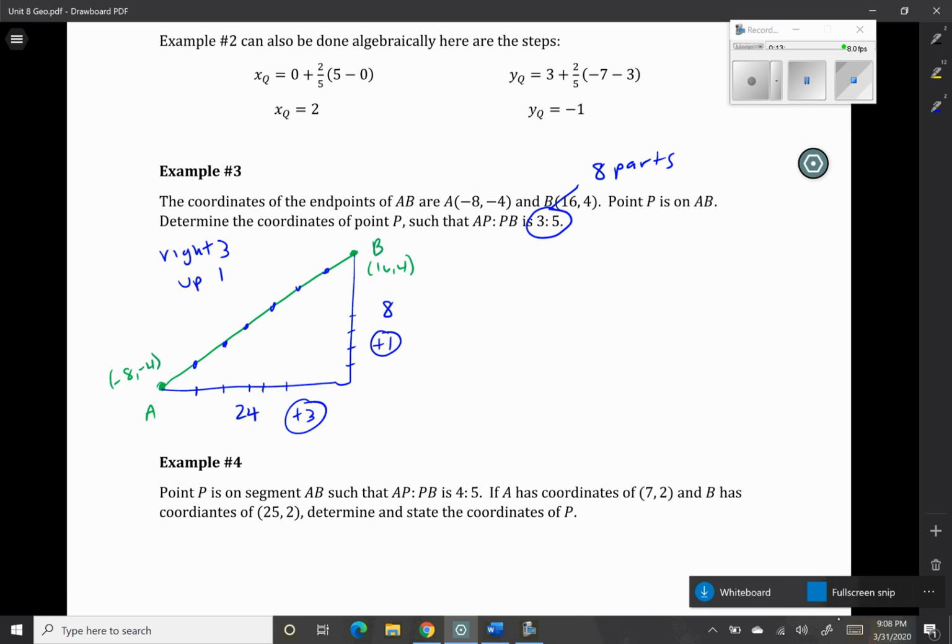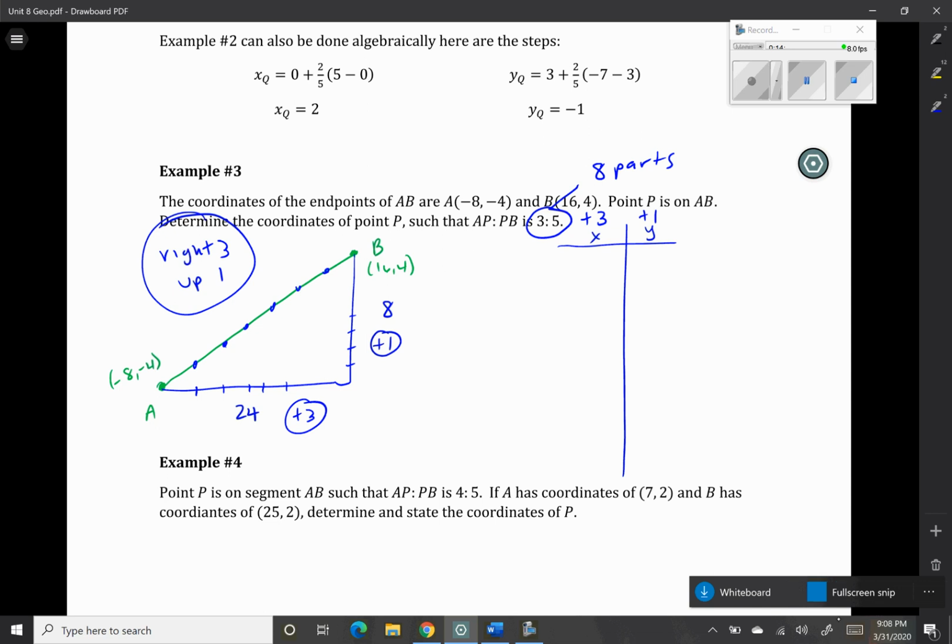Now, the sketch is great, and it helps us understand this piece, the right 3, up 1. But I need to figure out what these coordinates are. So I'm going to make a quick table of values again, just like I did on the last problem. I have an x value column and a y value column. The x values are going to go up by 3. The y values are going to go up by 1.